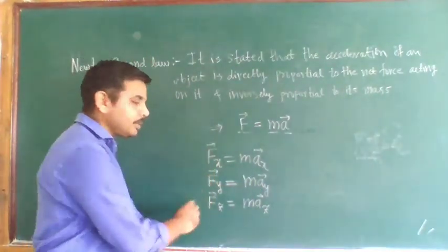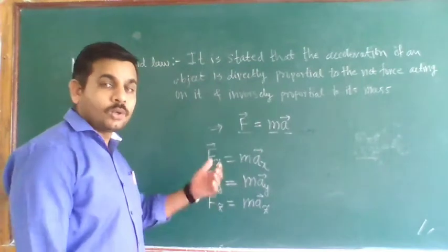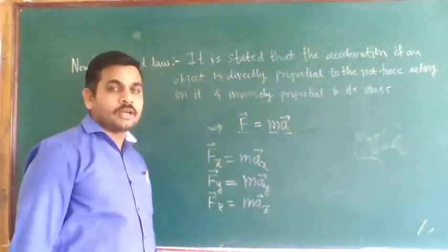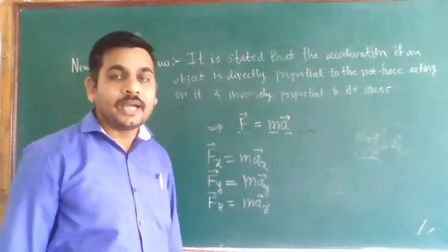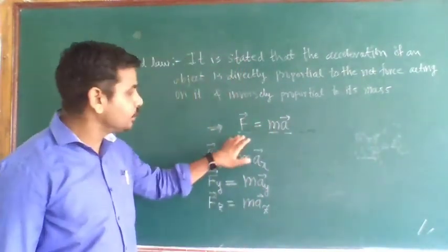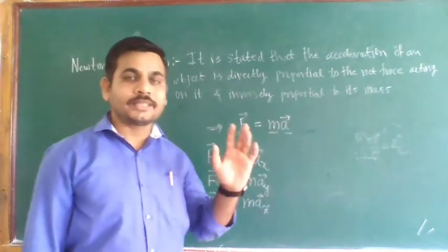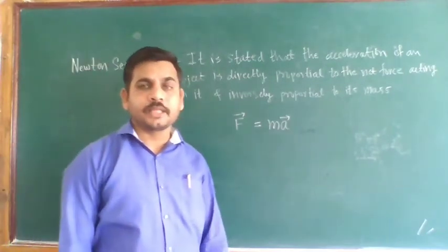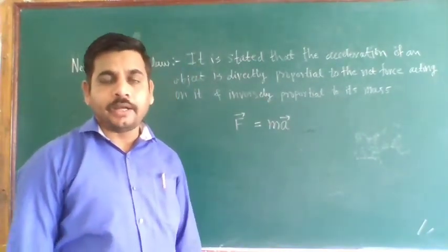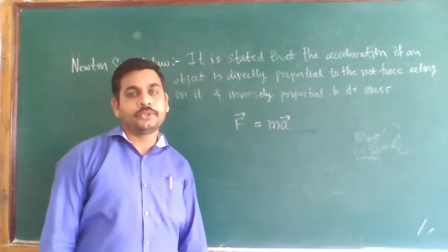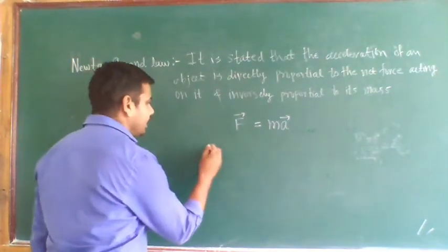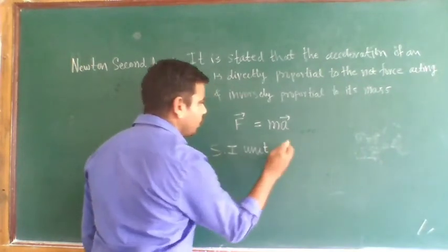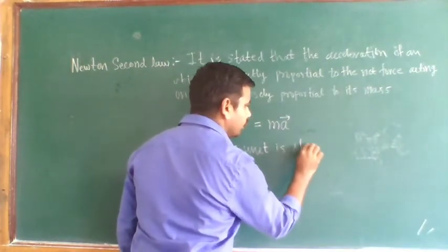So by using this Fx, Fy and Fz, overall this resultant force we can write as F is equal to m into a. Basically this gives the relation between force, mass and acceleration. So this relation F is equal to ma is for giving the force, and you know that the SI unit of force is nothing but Newton.